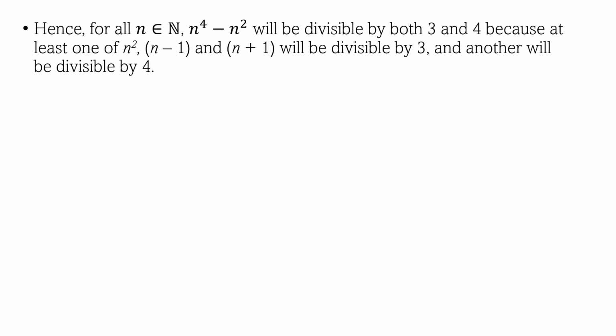Moving on, we can see that for all natural numbers, n to the fourth minus n squared will be divisible by both 3 and 4 because at least one of n squared, n minus 1, and n plus 1 will be divisible by 3, and another is guaranteed to be divisible by 4. This is essentially an application of the pigeonhole principle, which states that if you have n pigeons and n plus 1 holes, at least one hole will have more than one pigeon in it.